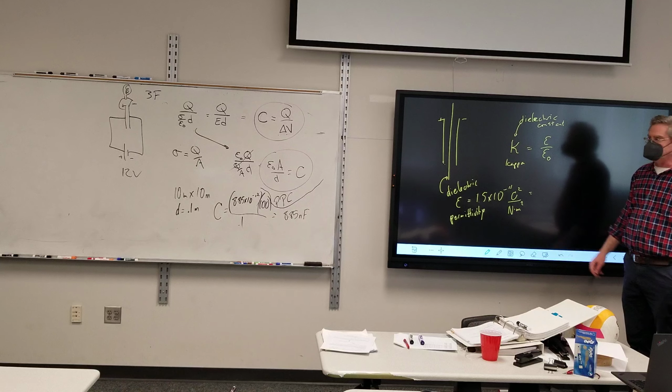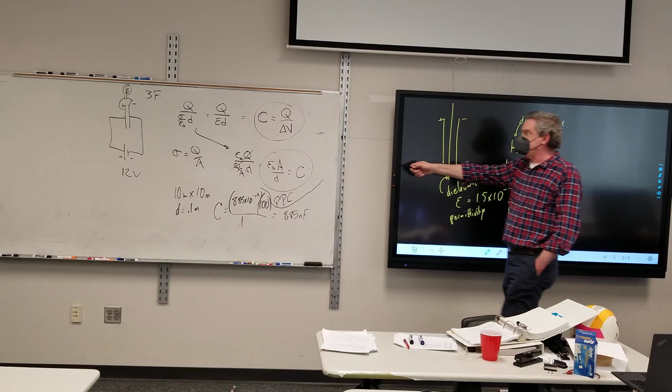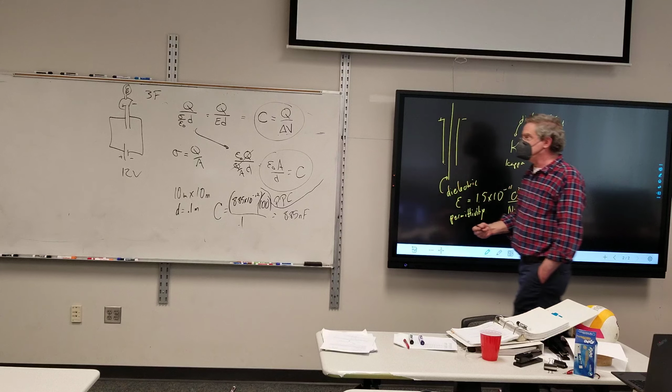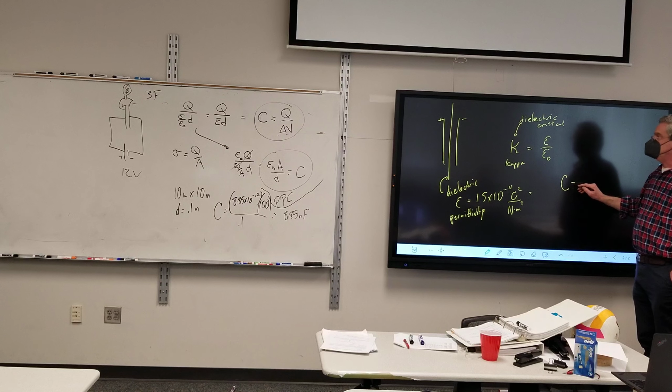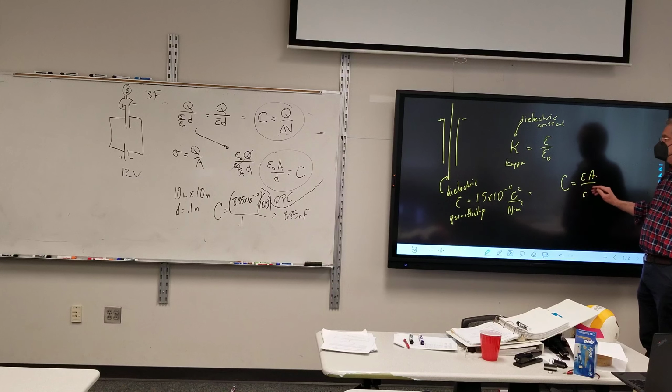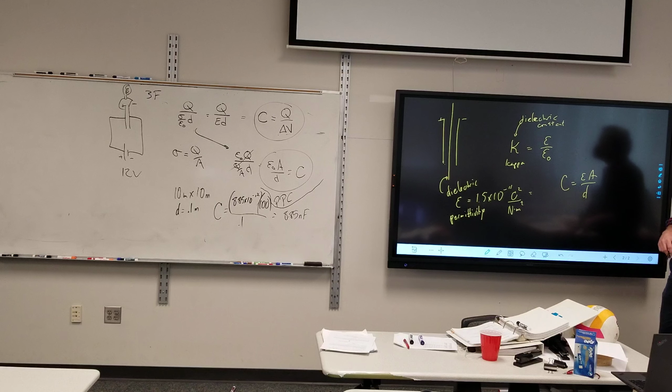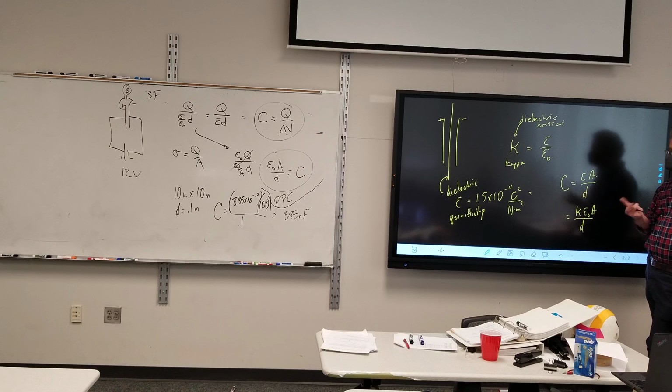Now watch how the formula changes. We have that formula over there when I had nothing in between them. The formula now becomes C equals kappa epsilon sub naught A over D. So often, throwing a dielectric in there, wherever there was an epsilon sub naught, you stick in a kappa epsilon sub naught.